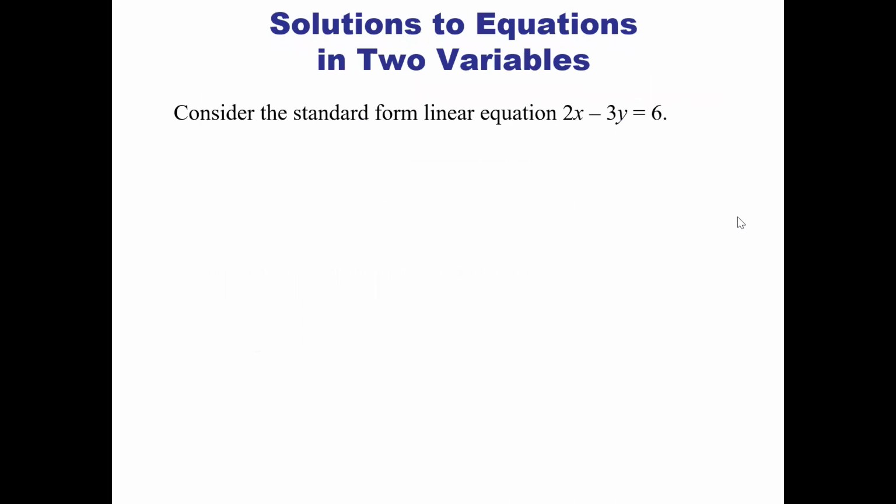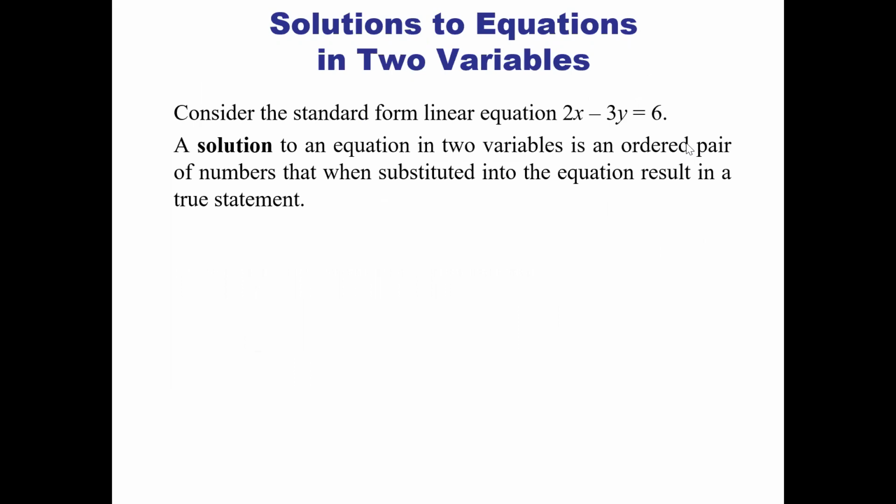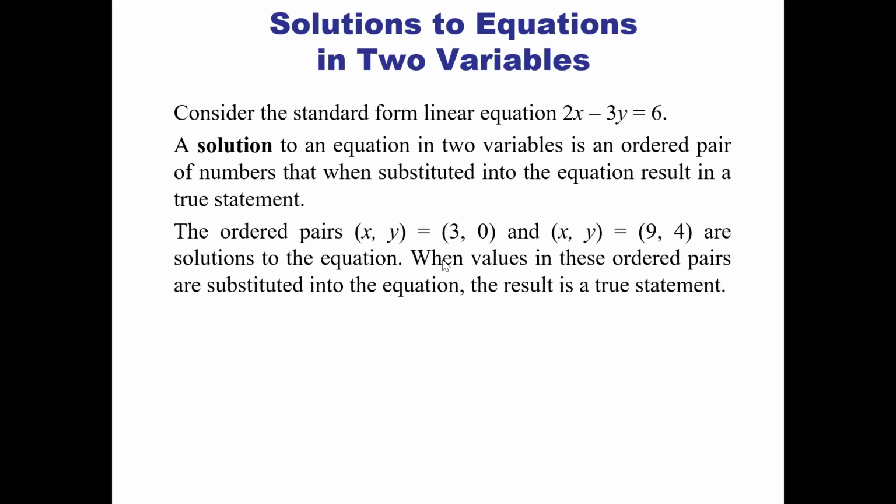Now, consider the solutions to equations in two variables. Say we have the standard form of a linear equation, 2x minus 3y equals 6. A solution to that in two variables is an ordered pair of numbers that, when substituted into the equation, results in a true statement. The ordered pairs 3, 0 and 9, 4 are solutions to the equation. When those values are substituted into this equation, the result is true. If x is 3, then 2 times 3 is 6, and if y is 0, that's 0, so 6 equals 6. That's true. Now, what if we plug in 9, 4?